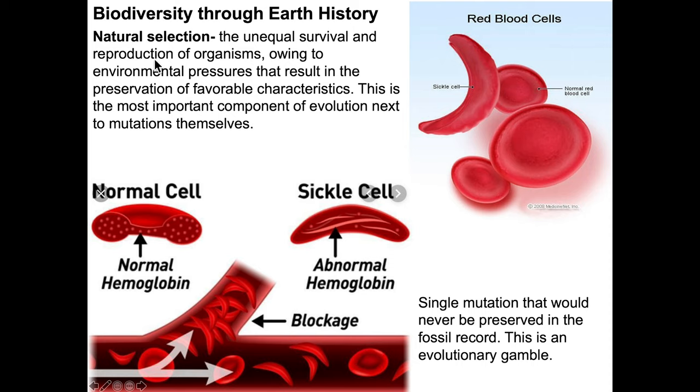So it's a natural selection to have one of these defects. That's favorable. It's unfavorable when you have two. So this is kind of a genetic battle for evolution that isn't quite working out. The single mutation would never be preserved in the fossil record. So I'd consider this an evolutionary gamble. We can prevent malaria, but we run the risk of killing a fairly high percentage of patients. So we save them from one fatal disease by making them susceptible to another. That's not an entirely good gamble.